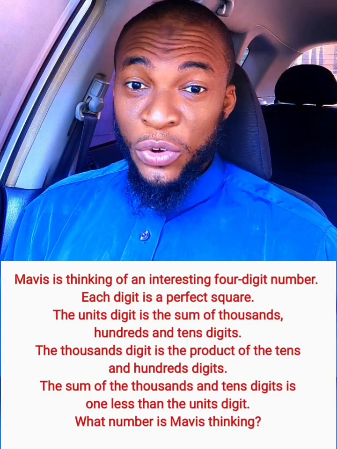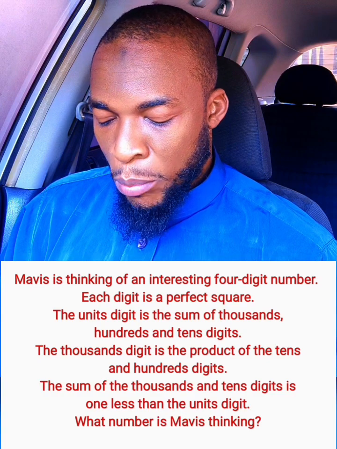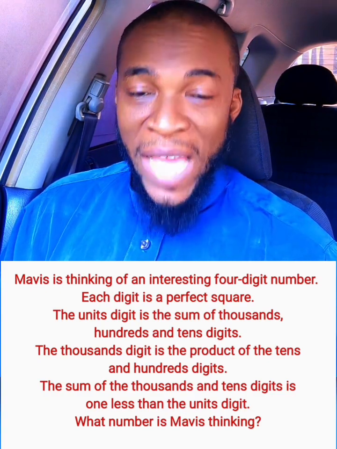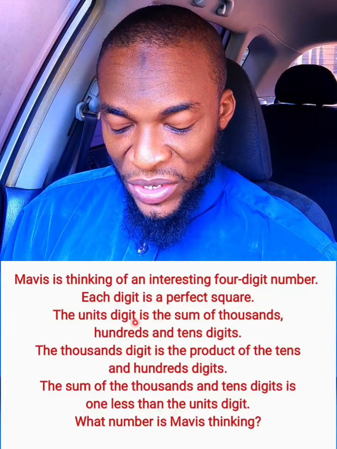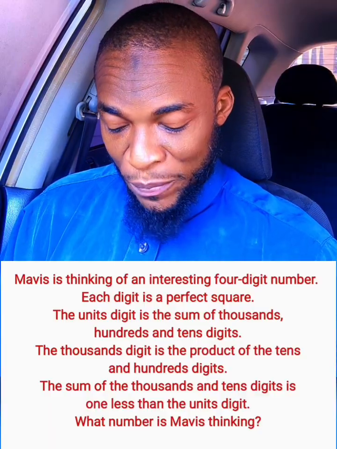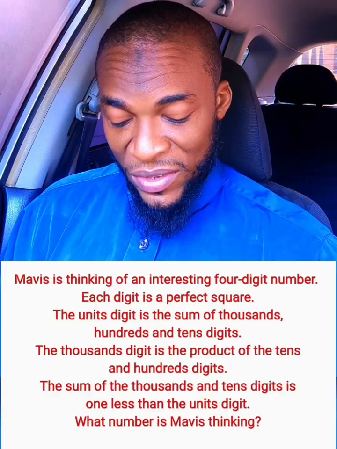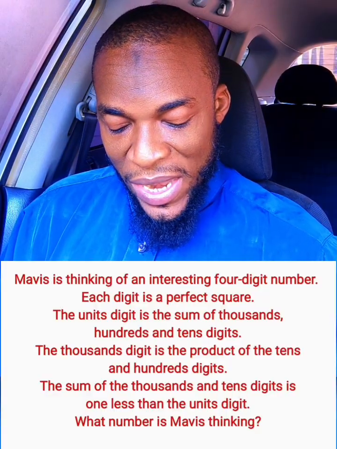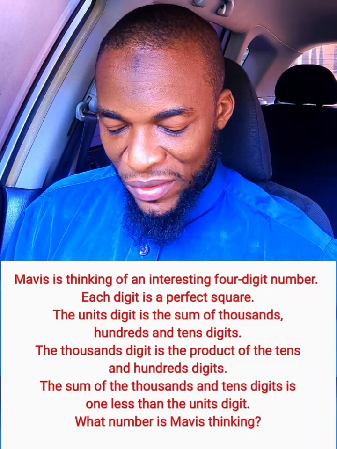All right, let us walk through this problem. Let me read it once more. The question reads, Mavis is thinking of an interesting 4-digit number, and each digit is a perfect square number. The units digit is the sum of the thousands, the hundreds, and the tens digits together. The thousands digit is the product of the tens and the hundreds digits together. Then the sum of the thousands and the tens digit is one less than the unit digit. Then what is that number Mavis is thinking?